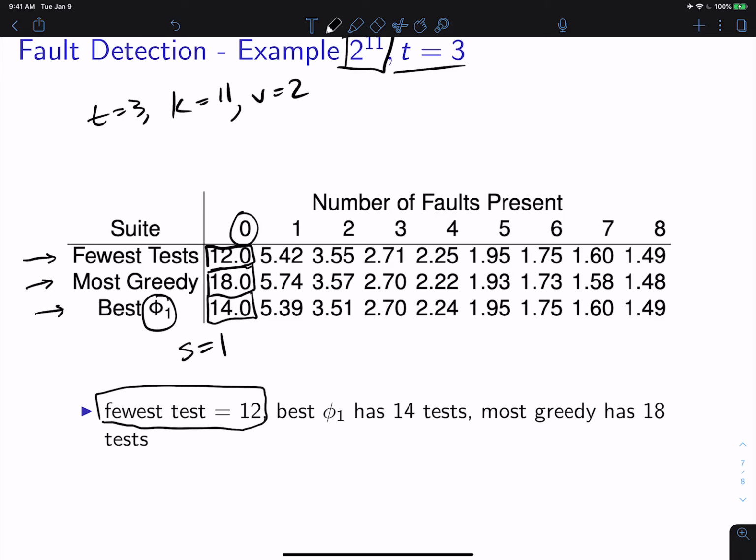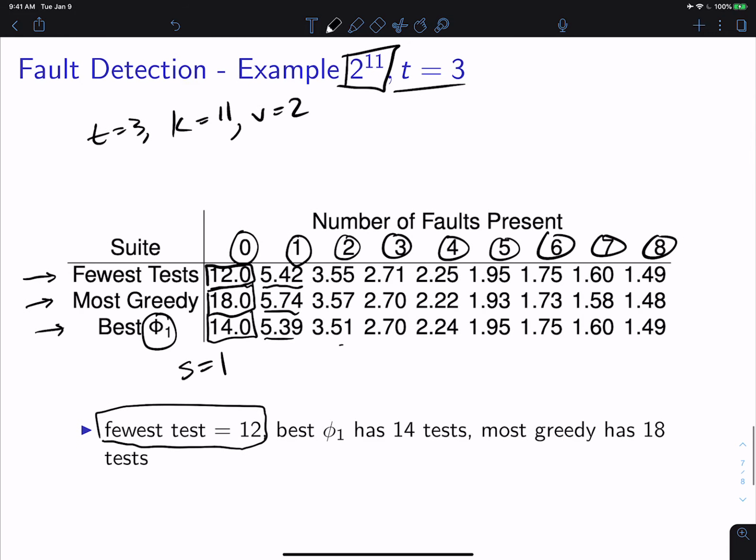And then what we're looking at here is, if we assume that there's 1 fault, 2 faults, 3 faults, 4 faults, etc., what is the average number of tests that we need to execute in order to determine the existence of a fault on average? So if there's exactly 1 fault in the system, the fewest test one says I can do it in 5.42 tests. The greedy one says 5.74, and that one says 5.39. And we have other values if we assume that there are 2 faults, 3 faults, 4 faults, etc.